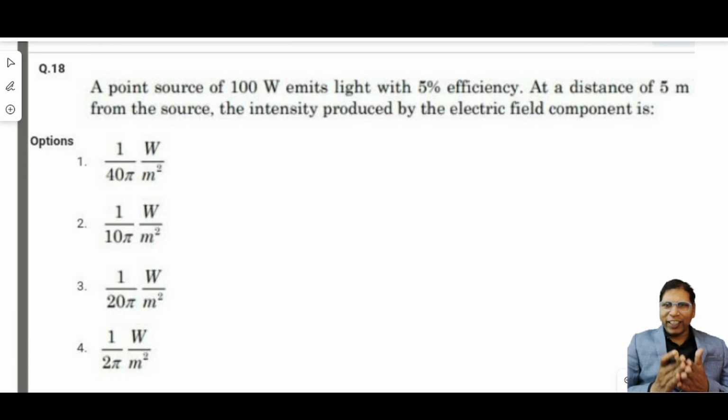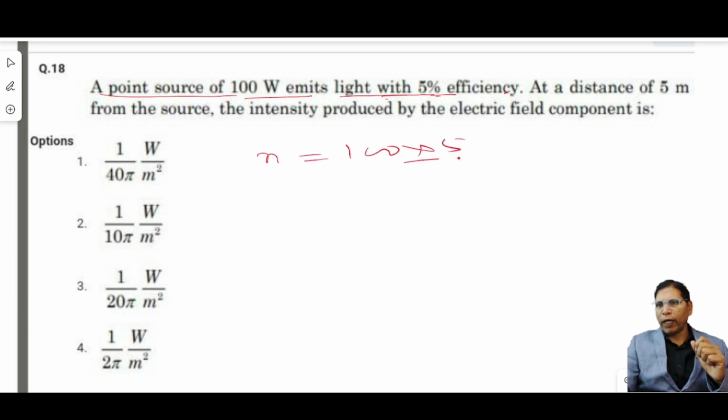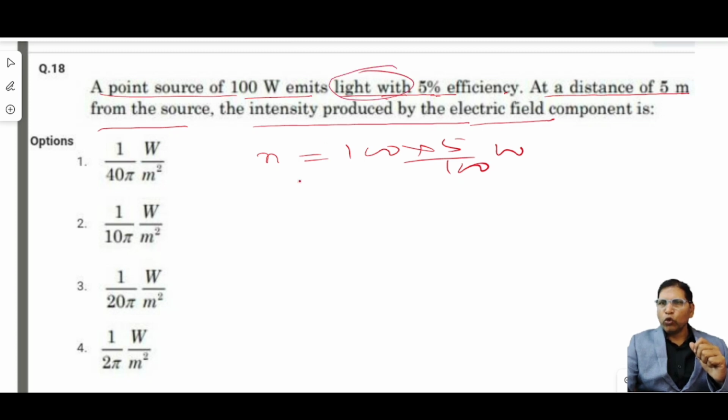Now question number 19. A point source of 100 watt emits light with 5% efficiency. So the net light is 100 times 5 by 100 watt. At a distance of 5 meter from the source, find the intensity produced by the electric field. This is the total light, so the amount for the electric field is half of it, so the power is 5 by 2.